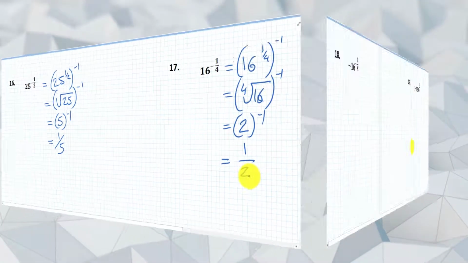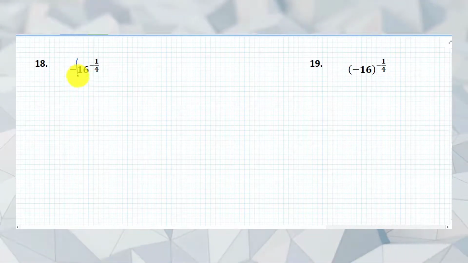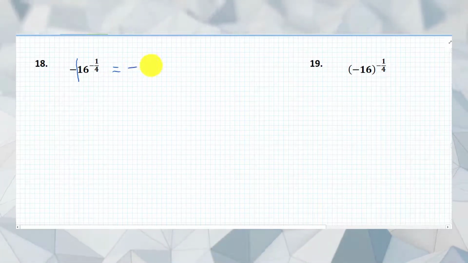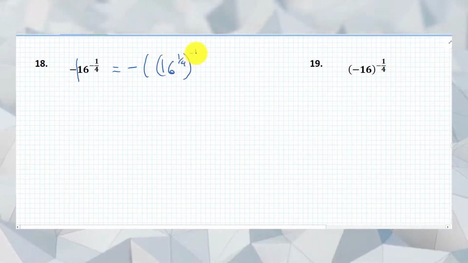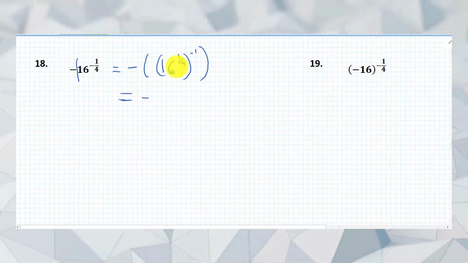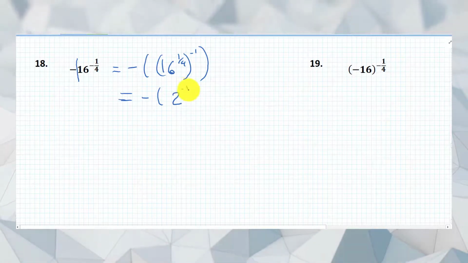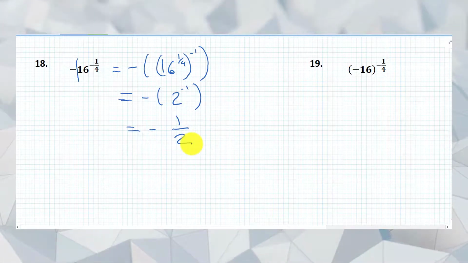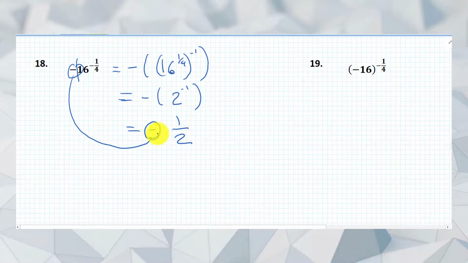All right, next series. Okay, number 18 and 19. For number 18, please be careful what's in the base. Negative is not in the base, okay? So it's negative, and then we have 16 to the 1/4 to the negative 1, right? 16 to the 1/4 is the fourth root of 16. That is just 2, right? Fourth root of 16 is 2. 2 to the negative 1. So it is negative 1/2. All right? This negative is the same as that. Nothing happened to it. It was not in the base.